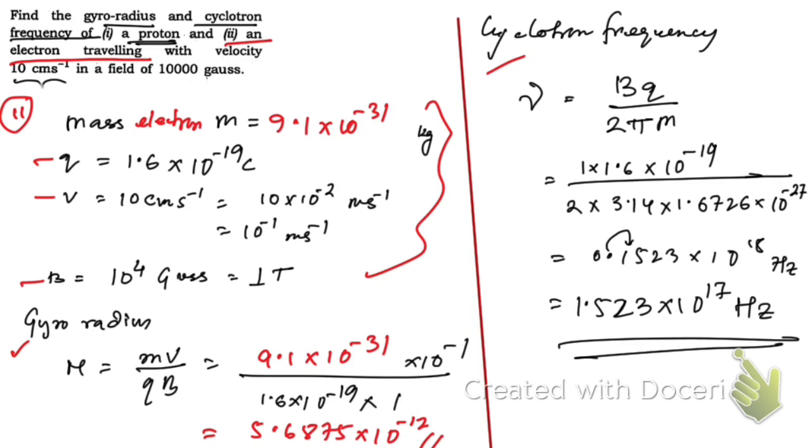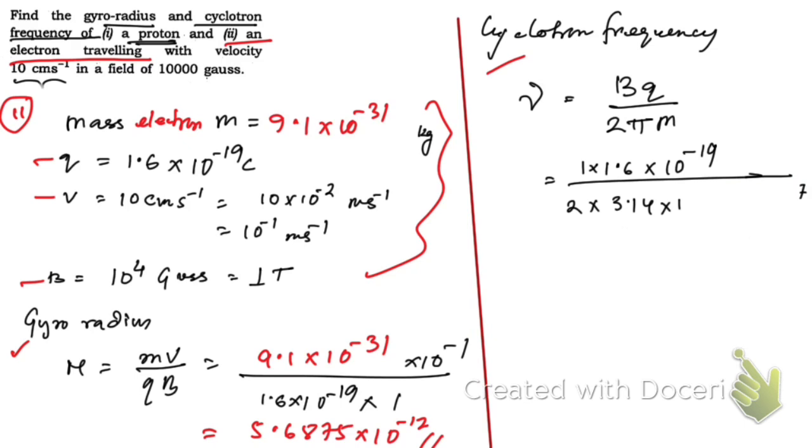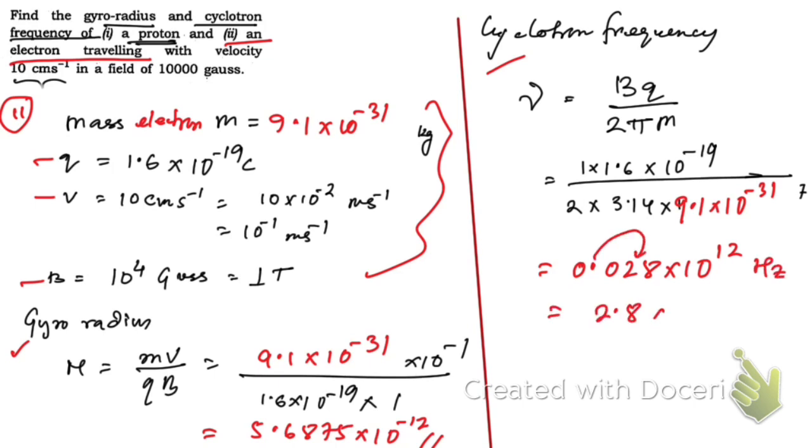And here again, replace the mass of the proton by the mass of the electron, right? Then cut this and cut this as well. So the mass is 9.1 into 10 to the power minus 31, right? And it's going to be equal to 0.028 into 10 to the power 12 hertz, and if you bring the decimal here, then 2.8 into 10 to the power 10 hertz. Okay, so this is the cyclotron frequency of the electron.